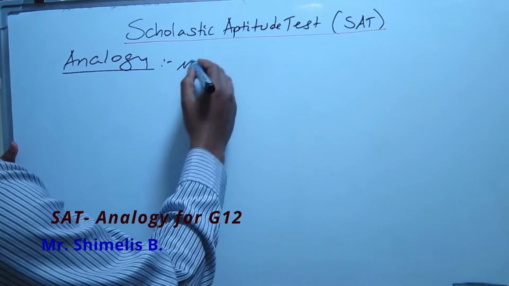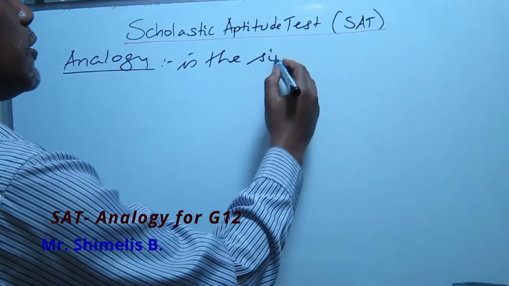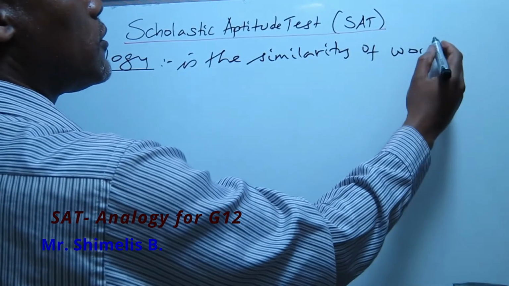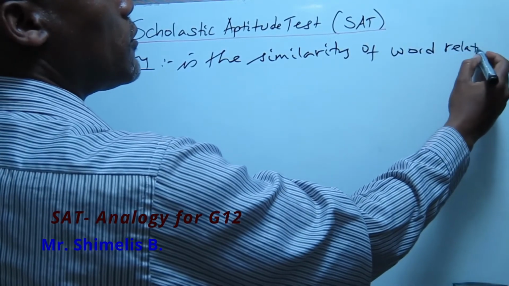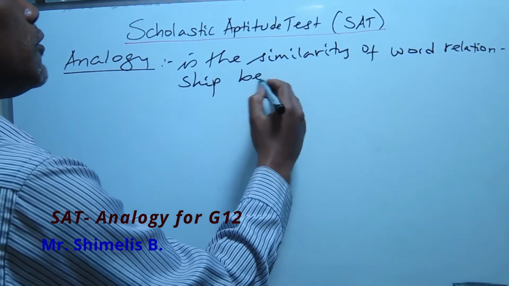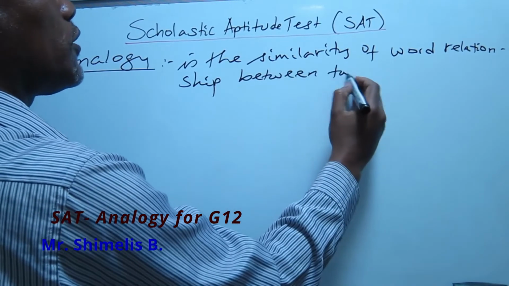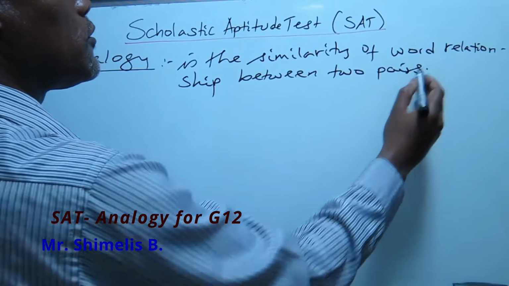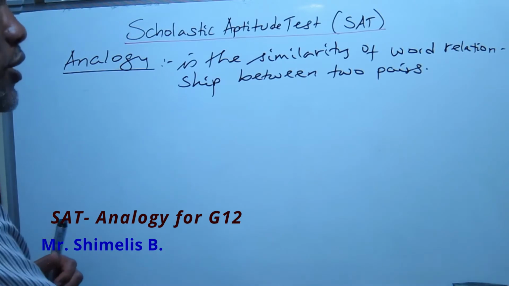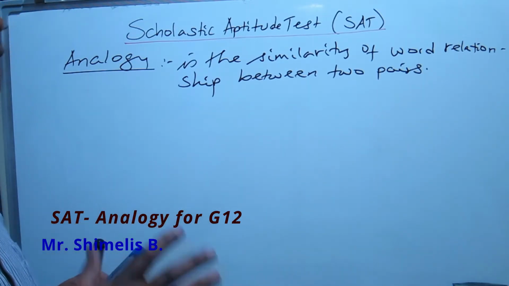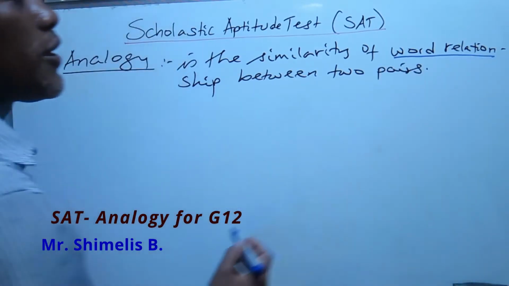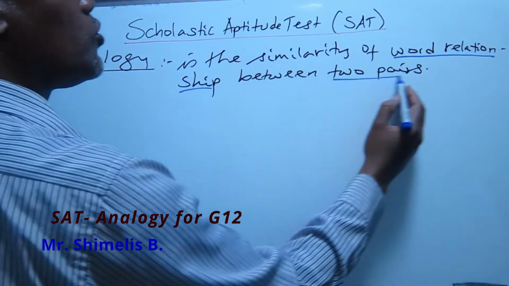So analogy is the similarity of word relationship between two pairs. It is the sameness or similarity of word relationship between two pairs. In this definition we have two very important key phrases: word relationship and two pairs.